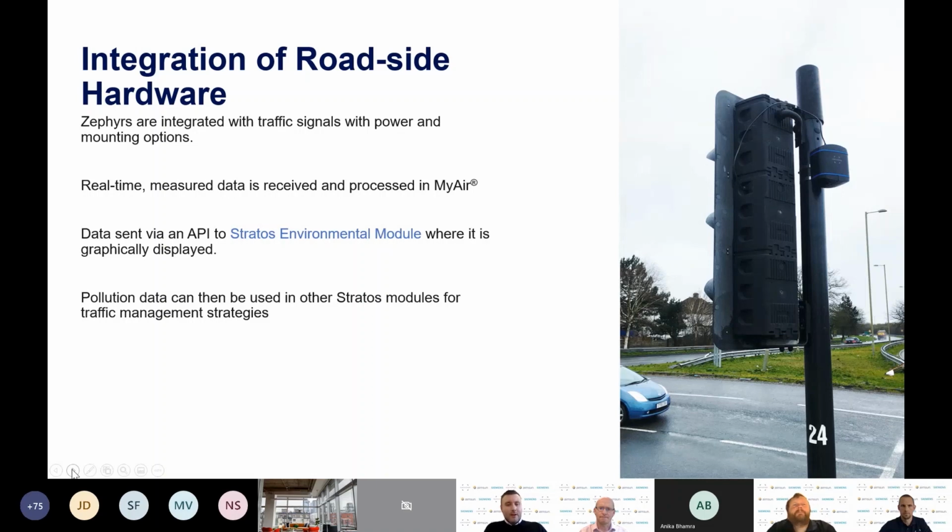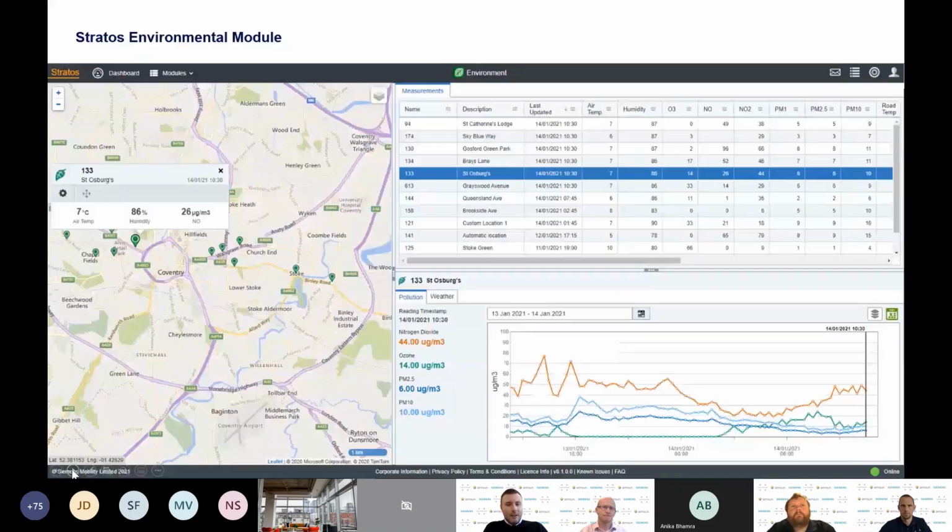We just have here a visual of how that data is presented in Stratos for the traffic manager. So it all comes across the API, as we said, and it's tabulated, as you can see on the top right. On the left, we have a map showing the position of all the sensors and the health of all the sensors. And then if you were to select a particular sensor and a particular gas or particulate you wanted to visualize from that sensor, on the bottom right there, you can see the data is then graphed.